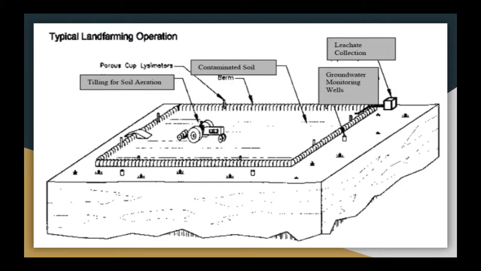As you can see from the image, this type is close to windrow, except the material is not being made into long mounds. It kind of looks like a very confined crop farm, but in this case we are growing microbes instead of crops to degrade the contaminant.